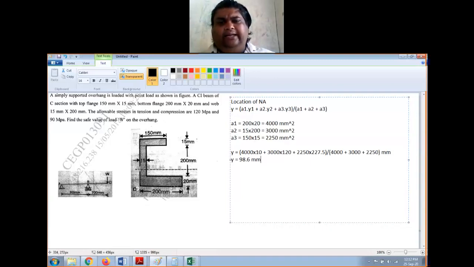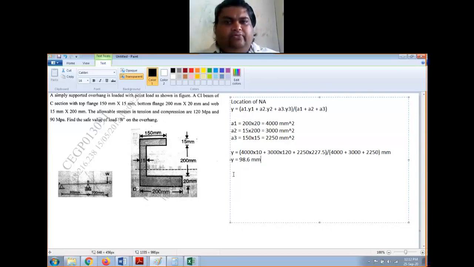You need not calculate x bar for this because CG will be on this, and for finding the moment of inertia, I will use the parallel axis theorem. So for that, y bar is sufficient for me. I don't need x bar also. Okay.